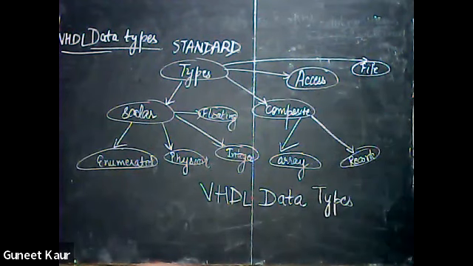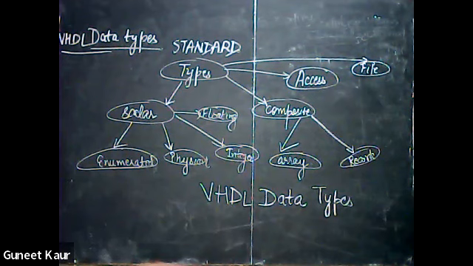The user can also declare new types in VHDL, and the type declaration and the set of operations which can be performed are defined by writing functions that return values of that new type. So the various data types available in VHDL are shown in the diagram.